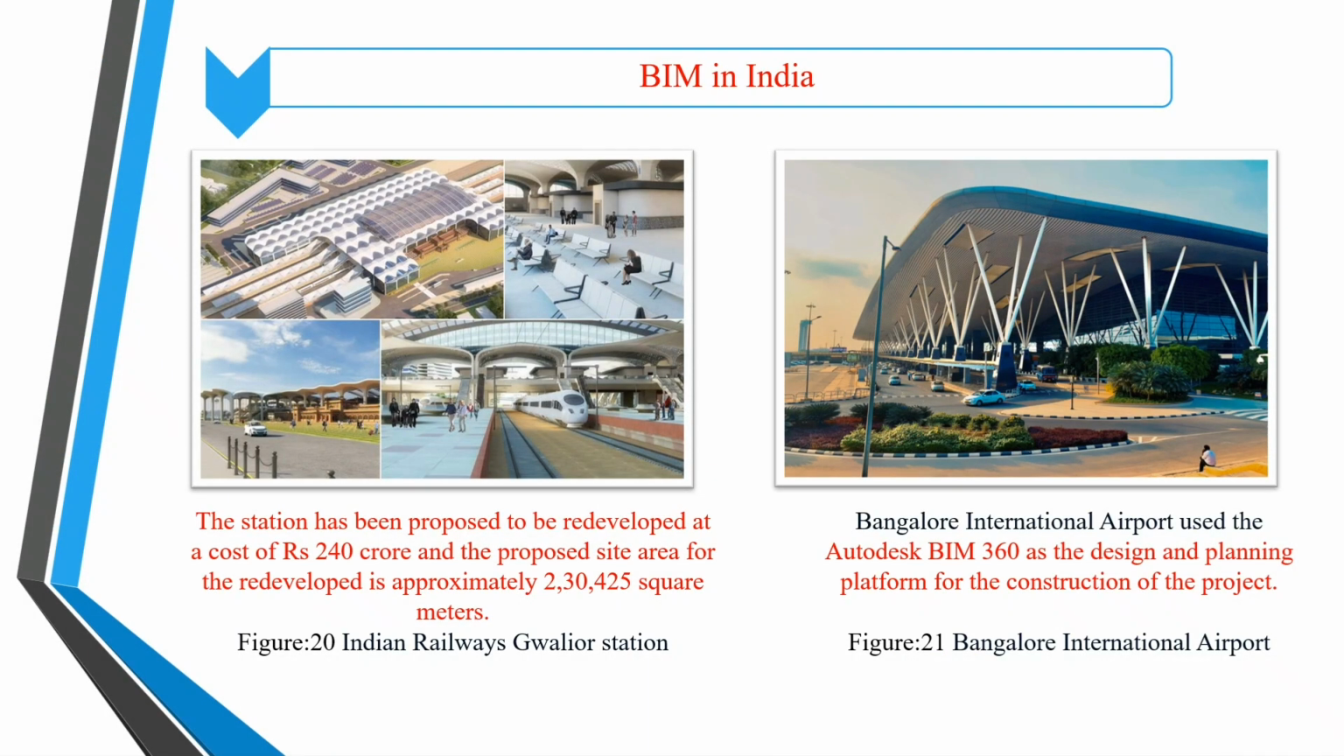Nowadays in India, architects and engineers are also using building information modeling for the construction of many projects. I have included two of them in this video. First, the Indian Railway Gwalior Station. The station has been proposed to be redeveloped at the cost of rupees 240 crore, and the proposed site area for development is approximately 2,30,425 square meters. And the second one is Bangalore International Airport, which utilizes Autodesk BIM 360 as a design and planning platform for the construction of the project.